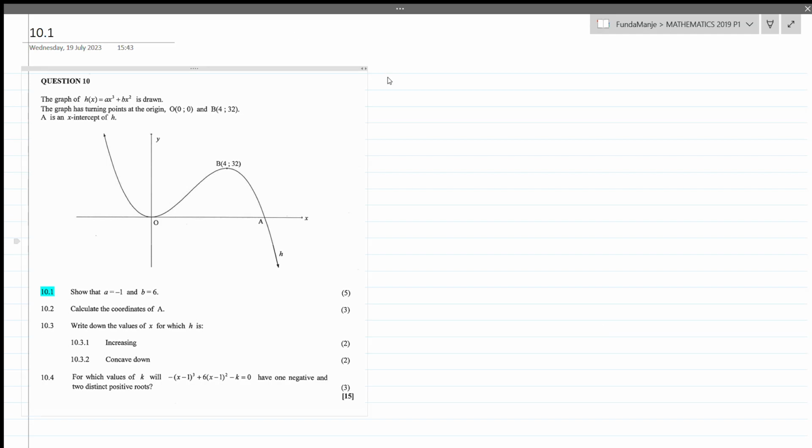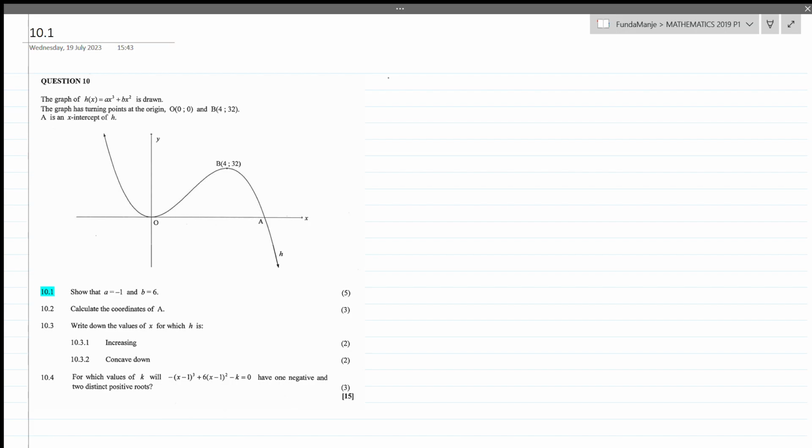Question 10 reads, the graph of h of x, which is equal to ax cubed plus bx squared, is drawn. The graph has turning points at the origin and at B, which has 4 and 32 as its coordinates. A is the x-intercept of h. 10.1. Show that a is equal to -1 and b is equal to 6.